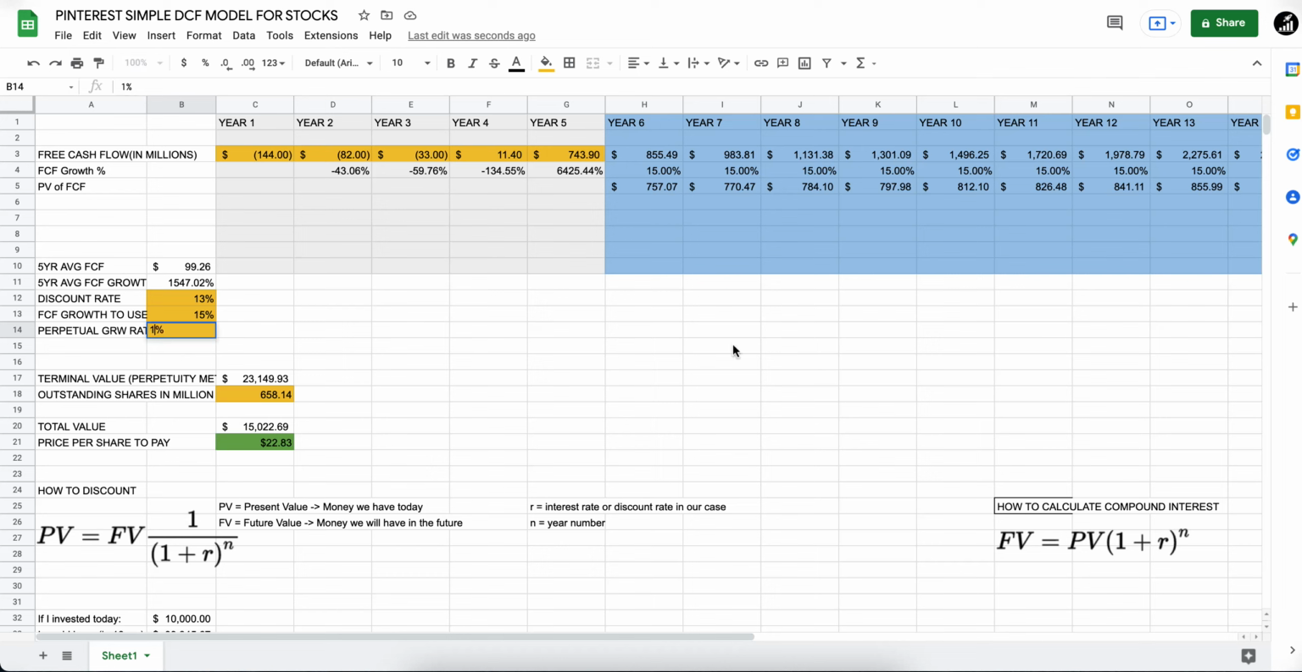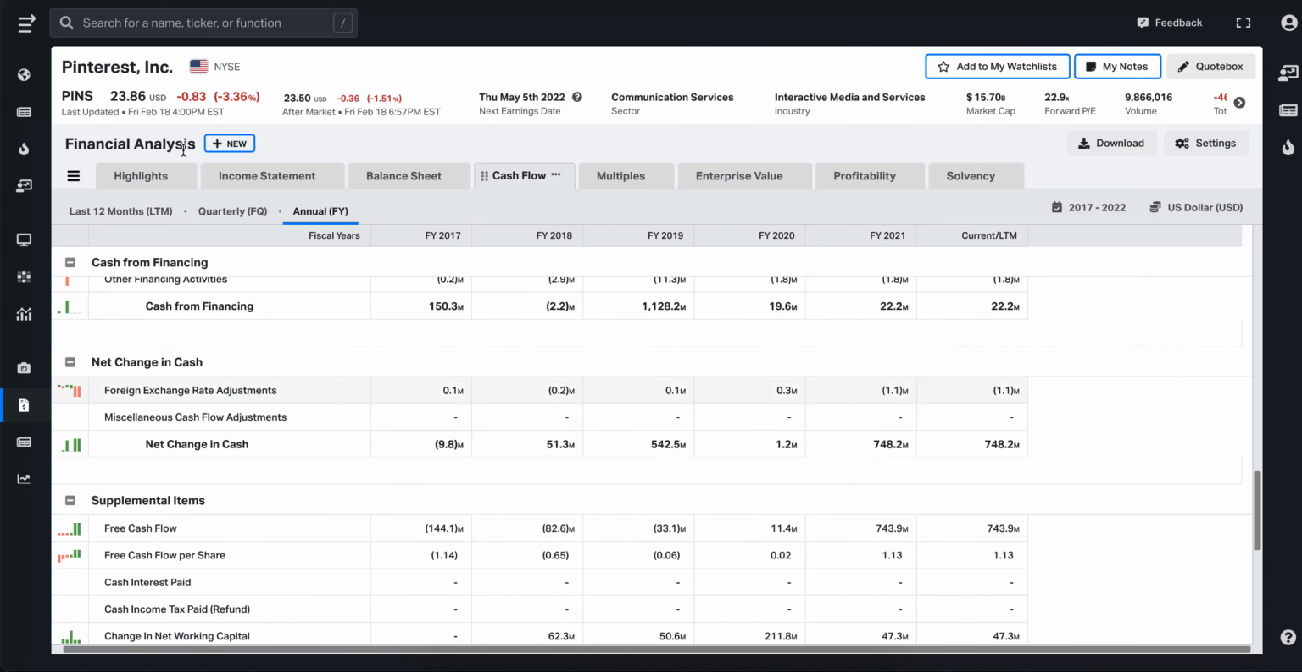I like to use something like 1% here, which is less than the economy, and it still gives a little bit of growth to the company. And now you will see that after these valuations over here, the price per share to pay today for Pinterest would be $23.8 in order to be making 13% gains into the future for the next 10 years. And so 23.8 is what we're willing to pay, and it's actually exactly where the company is, really.